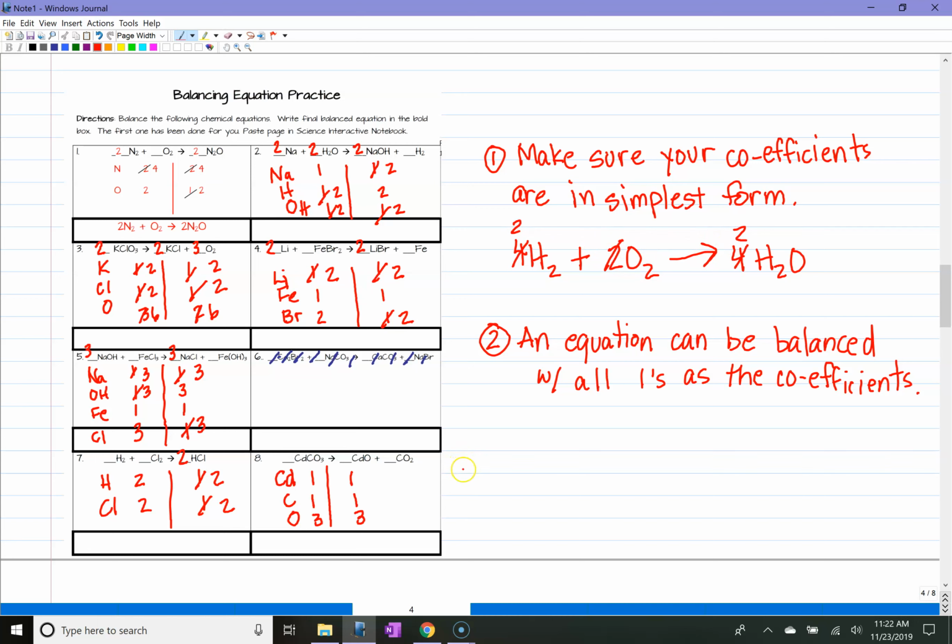Also, if you look at number 8, you'll notice that it was already balanced. And this can be the case sometimes. An equation can be balanced with all 1s as the coefficient.